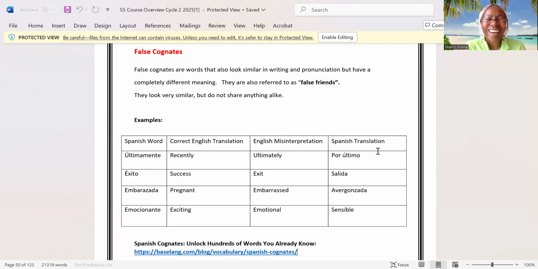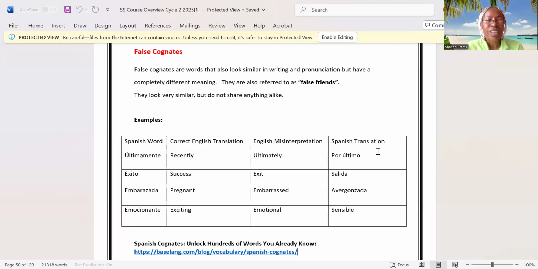Okay. So they look very similar, but they have nothing in common. In your book, as you're seeing here, there are a couple of examples that I've given you. These are some of the most popular examples. If you see the column, this is something I'd like you to work on when you're teaching the class. Create something that shows your students the difference between the false cognates and the cognates in both languages.